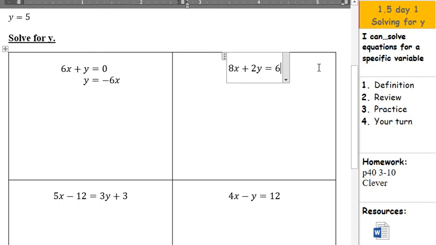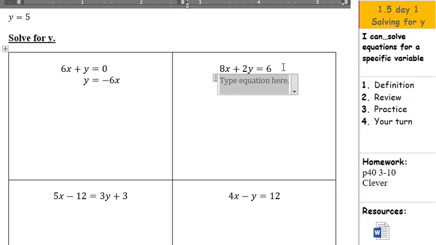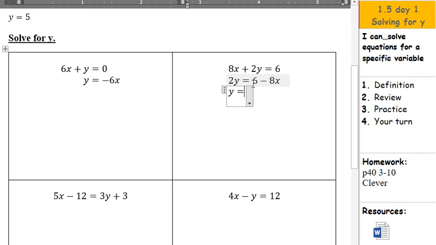We're solving for y. So just like I did over here, the first thing I'm going to do is subtract 8x from both sides so that I have 2y equals 6 minus 8x. The next thing I want to do is make sure I solve for y. I want y by itself. So I'm going to divide both sides by 2. Actually, I'm going to write that out for you. 6 minus 8x divided by 2.